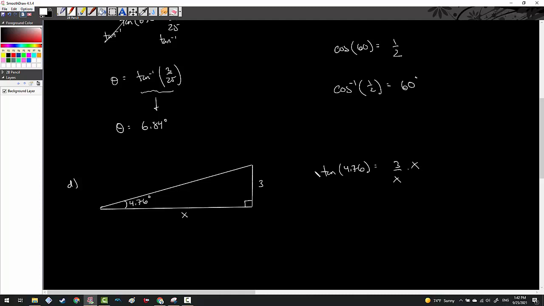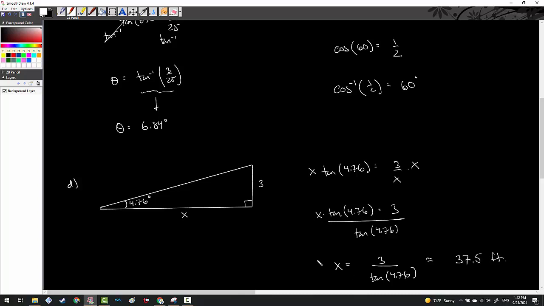And now we're hearkening back to chapter 3. So from here I get x times tangent of 4.76 is equal to 3. Divide both sides by tangent of 4.76, and I get x equals 3 over tangent of 4.76. That ends up becoming 37.5 feet if I round to the nearest first decimal. And so that's how far away the ramp has to be in order to meet the state building code of 4.76 degrees of an incline.